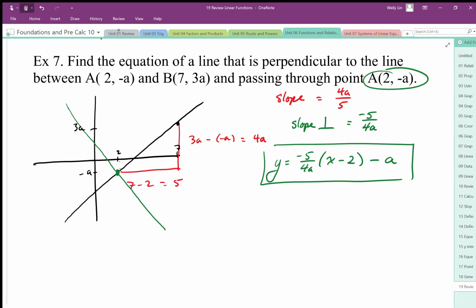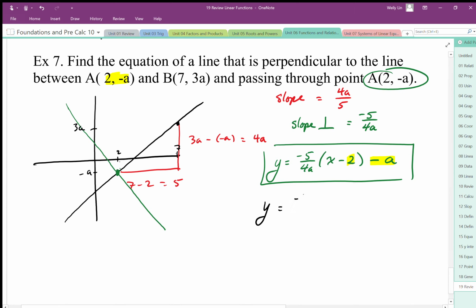I use the coordinate that is on the line. I know there is a point on that line at 2, negative a, so I can plug that into my point slope equation. I can make this into y equals mx plus b by expanding out those brackets and combining like terms.